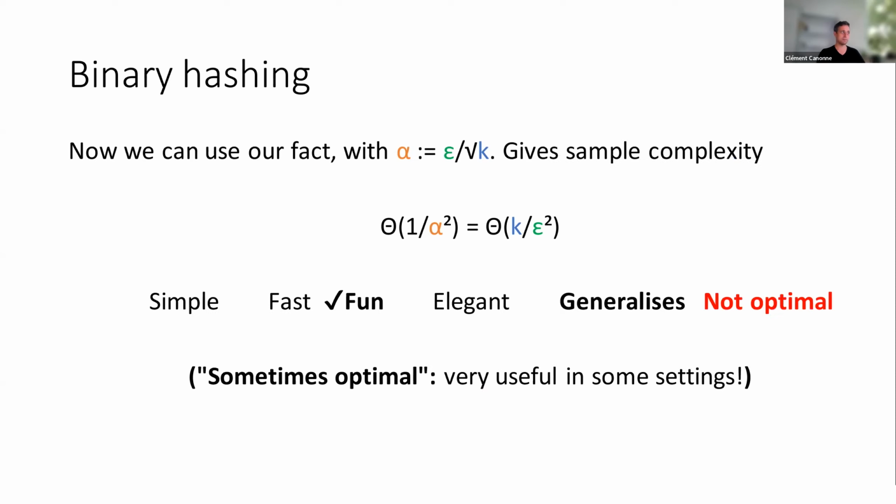So that's simple, basically pick a hash function, or divide your domain in 2 halves. It's not quite equivalent, but both work. It's fast. It uses very little memory. It's kind of fun to analyze. It's not optimal. But again, it generalizes in some settings for which it is optimal.